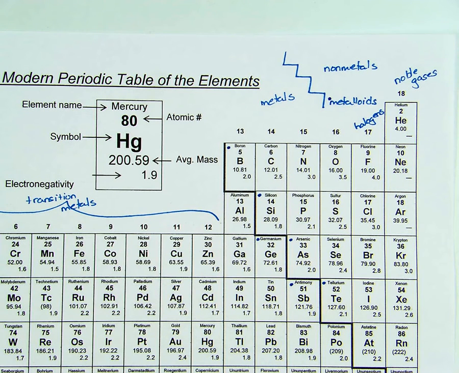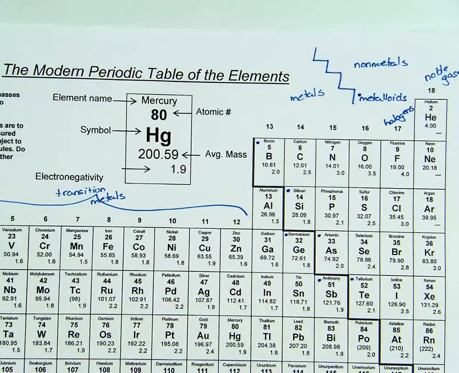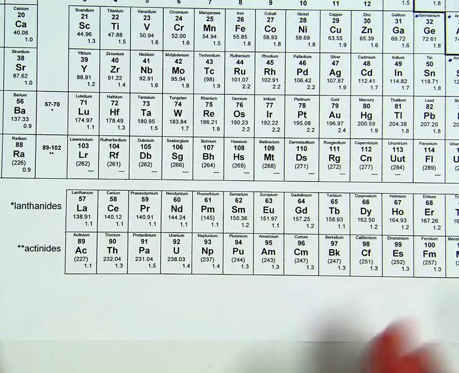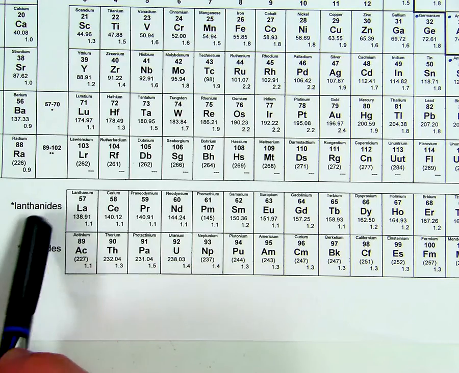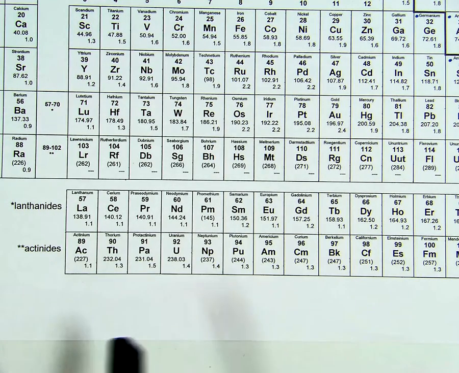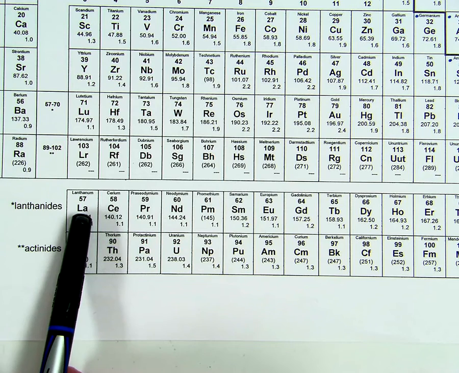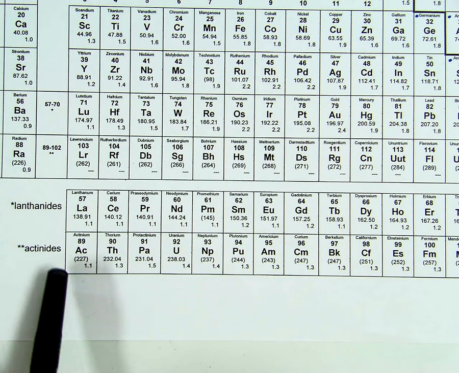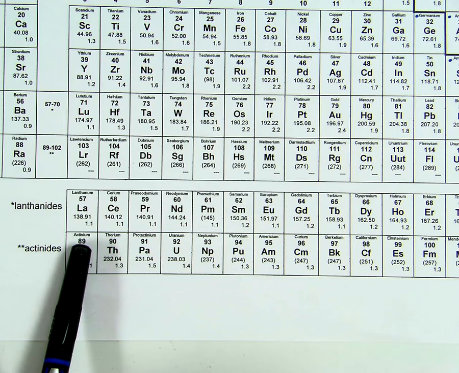Alright, some other names we want to be familiar with. These elements down here at the bottom, you can see, first of all, there's a name already listed here. This top row are called the lanthanides. The reason they're called that is the first element in it's lanthanum. And then likewise, the second row here are called the actinides. The first element in it's actinium. That's where those names come from.